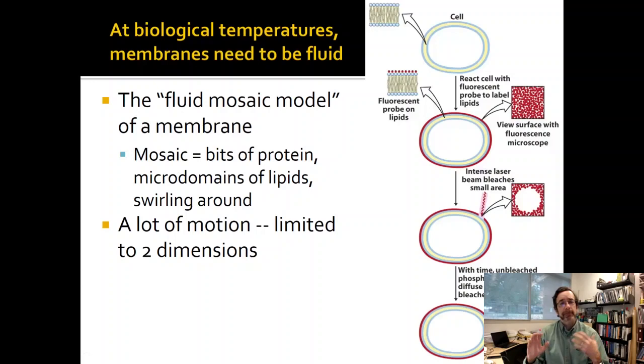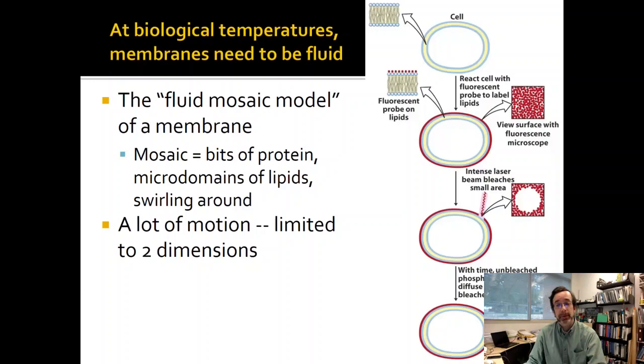The way that they supported the fluid mosaic model is they took a cell, and they labeled it on the outside with a fluorescent head group, something that would react with the head groups on the phospholipids. So basically, they changed the cell to be fluorescent red. Then they had a microscope trained on one part of the cell, and they looked at it, and they saw a lot of red. They trained a laser at the same place, and the thing is, when the laser hits the fluorescent probe, it bleaches it. It turns it off. It turns it to be not fluorescent anymore.